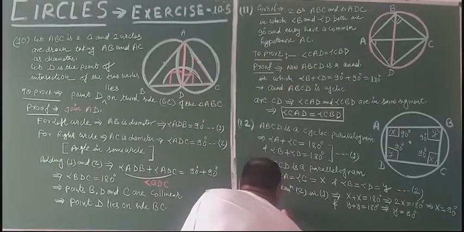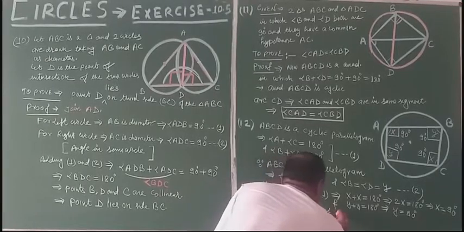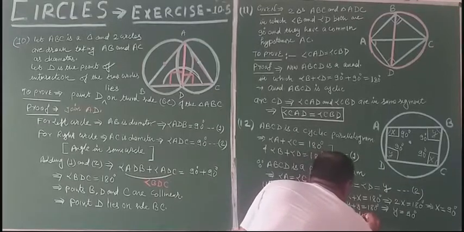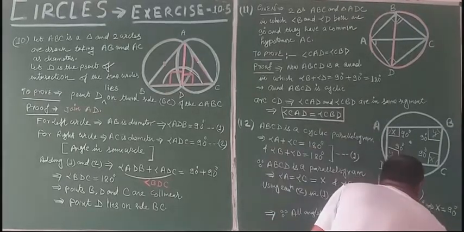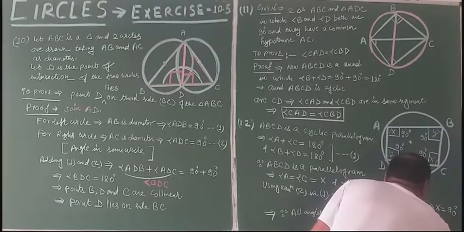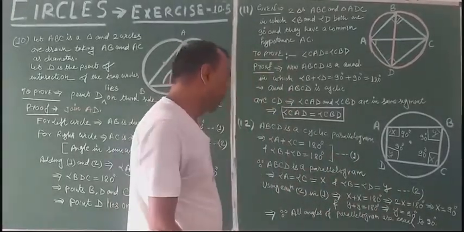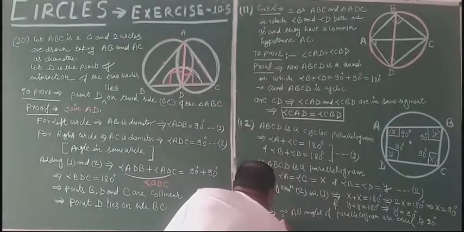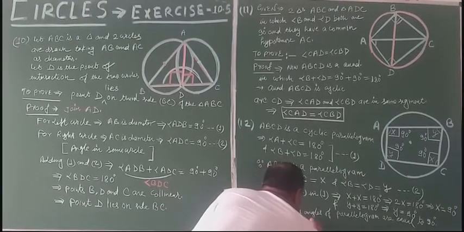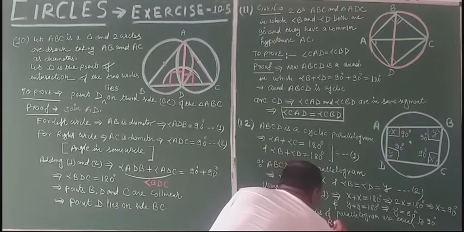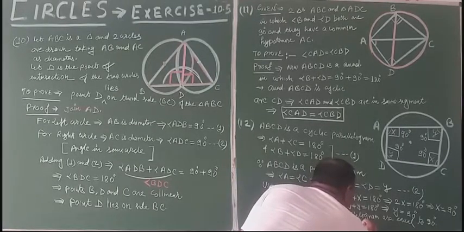So since all angles of the parallelogram are equal to 90 degree, therefore ABCD is a rectangle. Rectangle. Is it there?